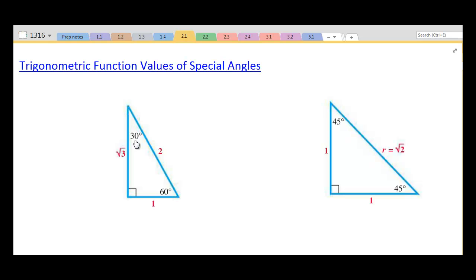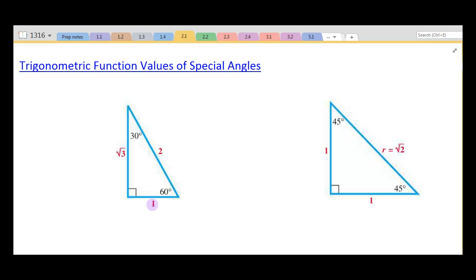All right, now we want to talk about the trig function values for special angles. Just to review, we have special right triangles. We have a 30, 60, 90 right triangle where the small base is 1, the long side would be the square root of 3, and the hypotenuse is 2. All 30, 60, 90 triangles have these values for their sides.